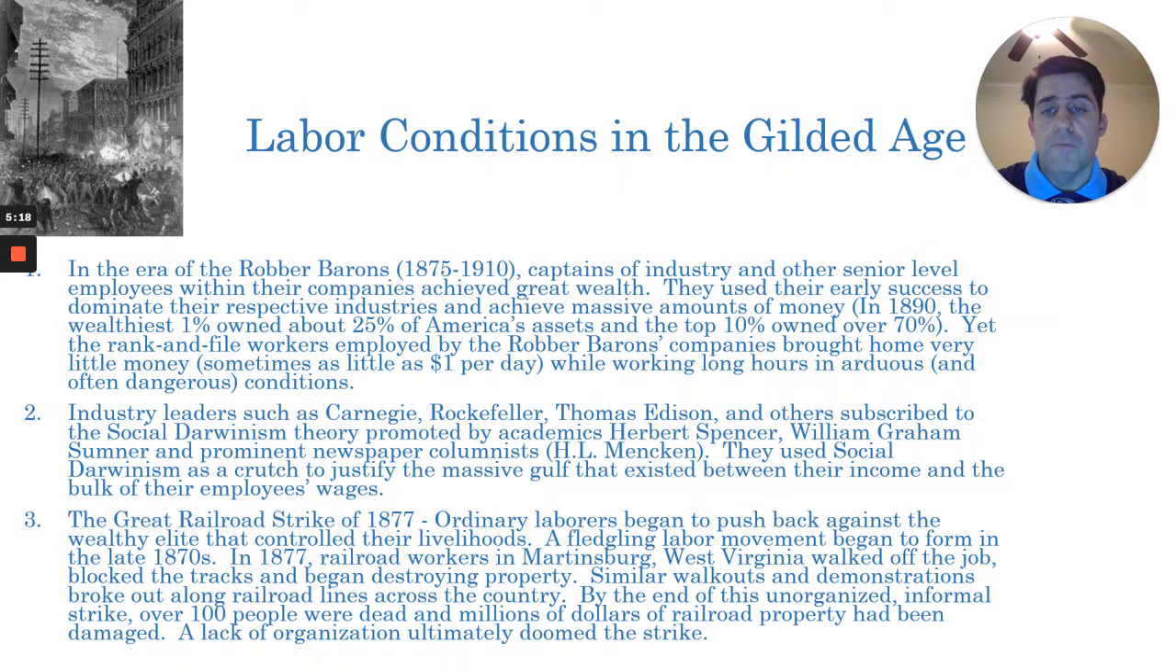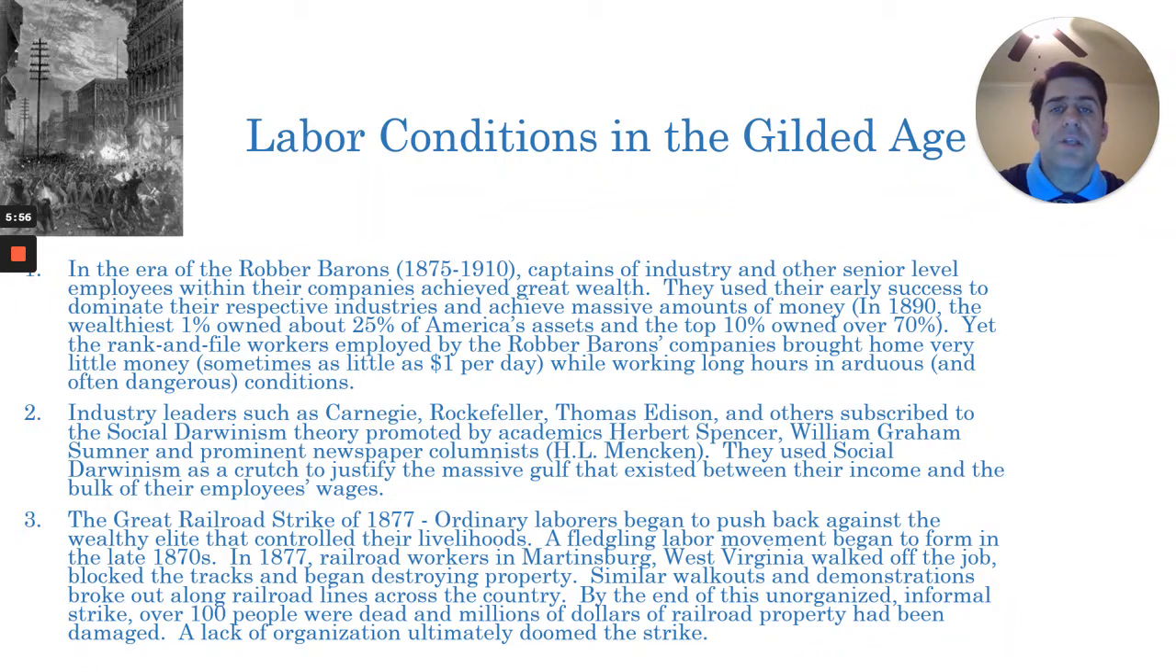And based on the ebbs and flows of the economy during these years, they might not be working all the time. They might actually be unemployed for days or weeks at a time. On average, your ordinary worker was unemployed about 1 month out of the year, and the other 11 months or so, or 10 and a half months, they were working for meager pay, long hours, and often dangerous conditions.